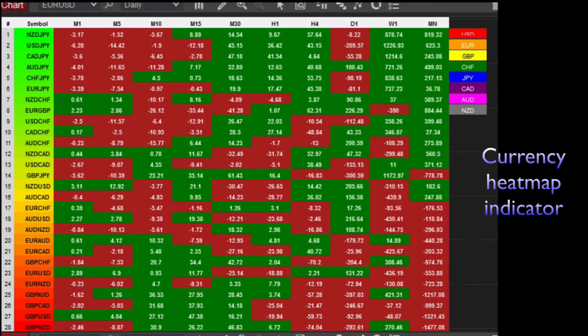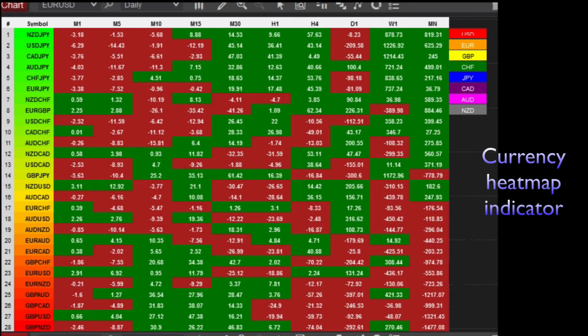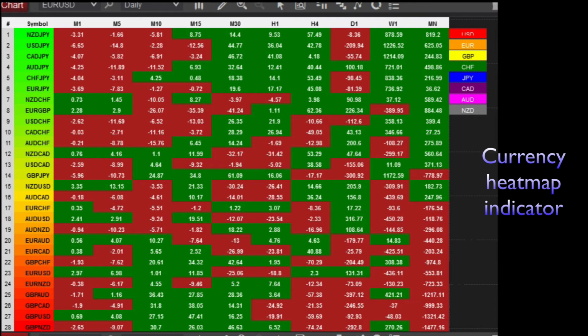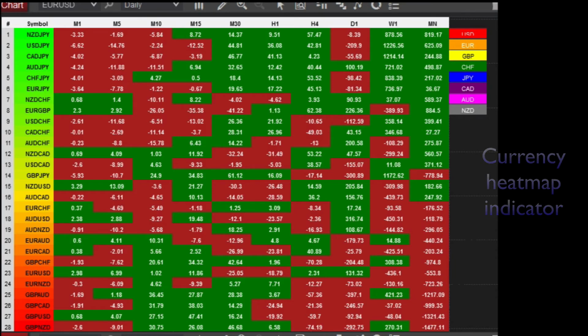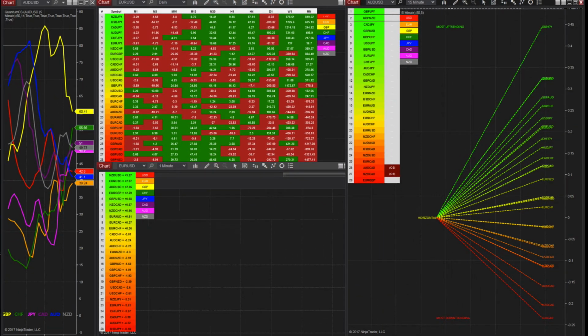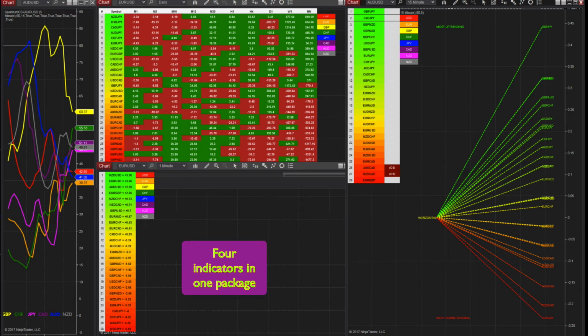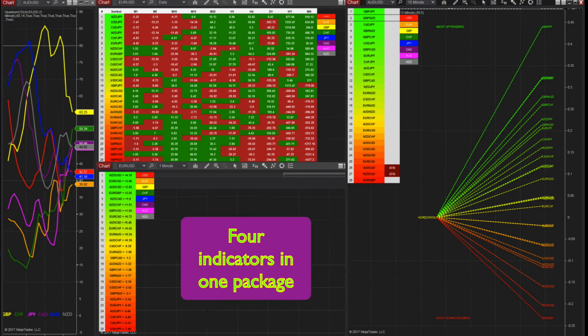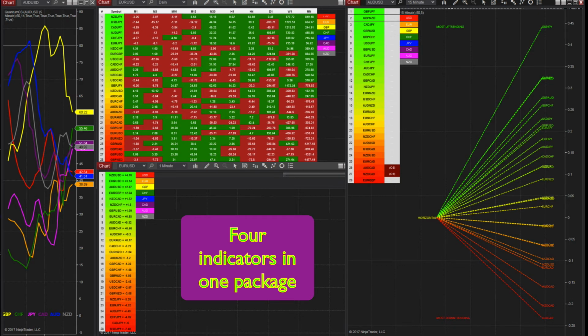In summary, the currency heat map is simply that: a heat map of the currency world from the micro to the macro and on a single chart. Together with the currency strength indicator, the currency matrix, and the currency array, these 4 indicators combine to deliver a complete, unique, and all-encompassing approach to the complex world of trading forex.